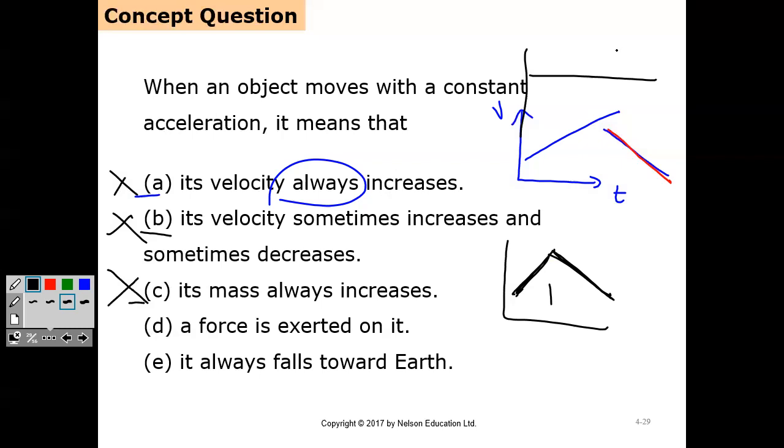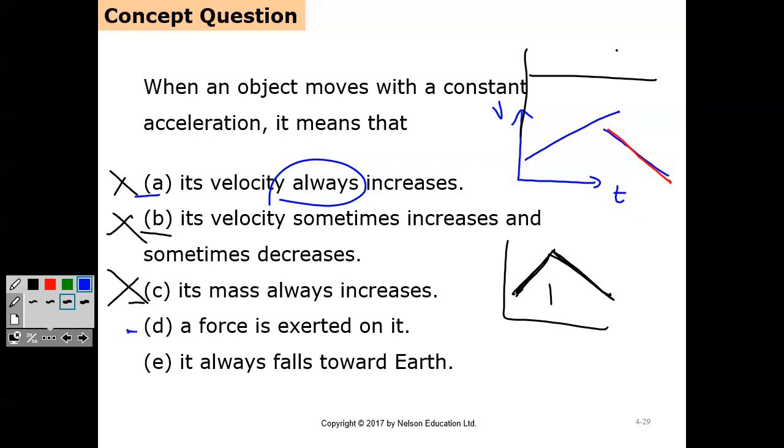Zero acceleration means it doesn't need to have a force, but he doesn't say always. So we can excuse him, right? Yeah. Good question. Constant. Yes, zero acceleration means constant velocity. Correct. Here we had a good point.